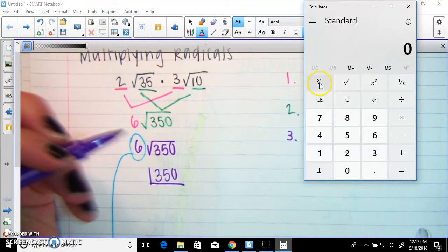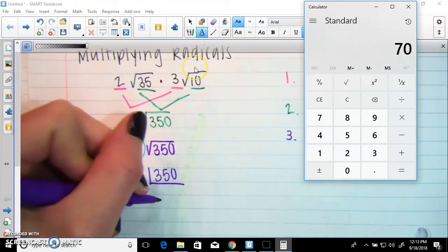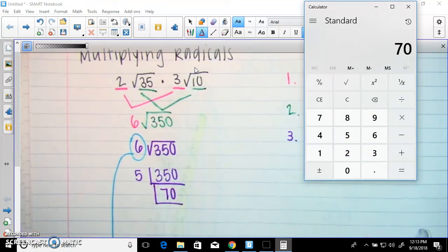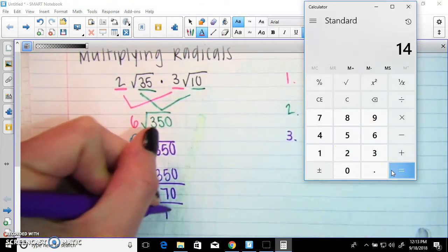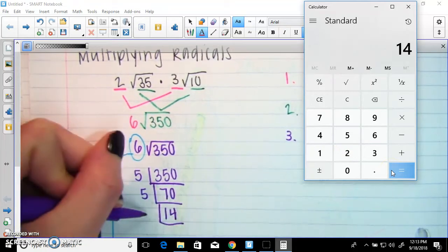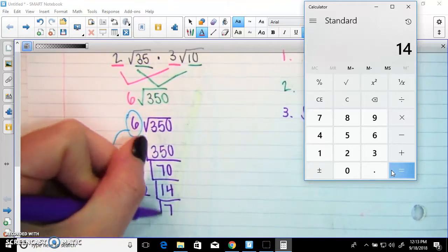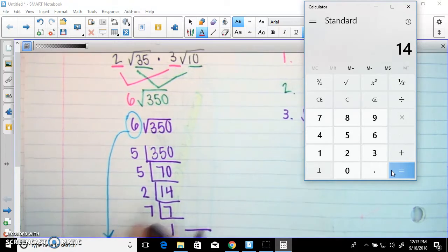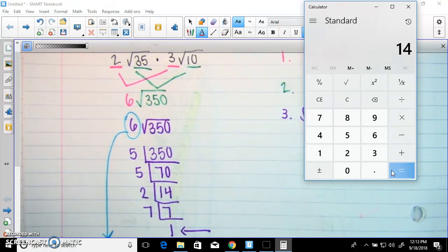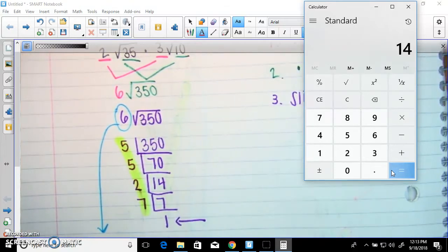So instead, if something ends in a 0 or a 5, we can always divide it by 5. So let's try that. 350 divided by 5 gives us 70. 70 again is divisible by 5. That gives us 14. 14 is divisible by 2. That leaves us with 7. And then 7 is divisible by 7. 7 is a prime number. And that leaves us with a remaining number of 1, which is what we always want. All right, so our prime factors are 5, 5, 2, and 7.